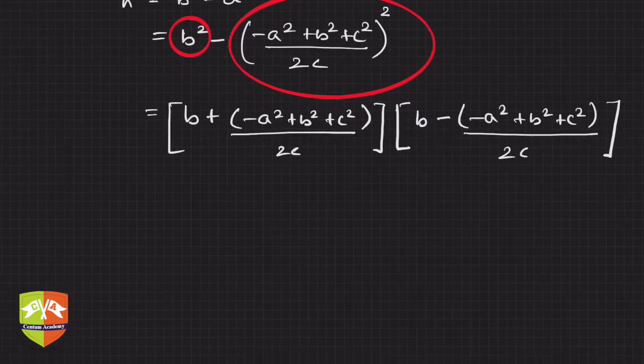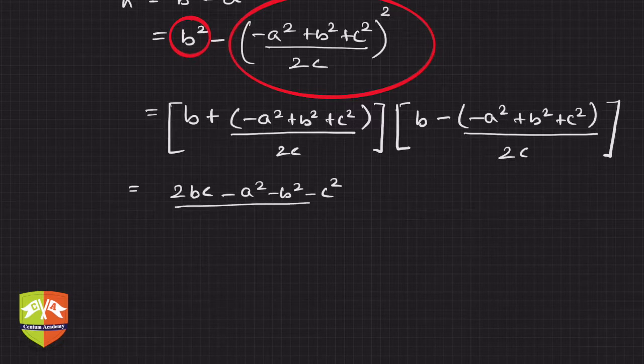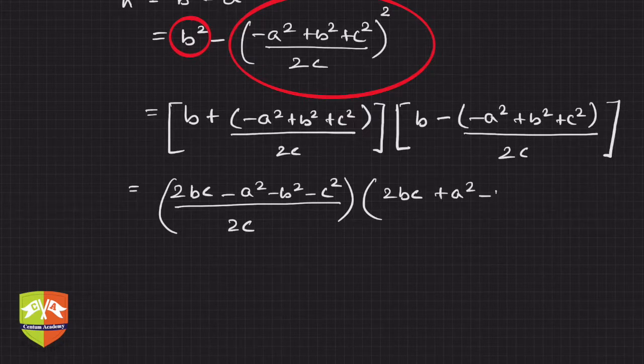Now let us simplify it further. So what will you get? If you see, this is (2BC minus A square minus B square minus C square) divided by 2C, and this term is (2BC plus A square minus B square minus C square) by 2C, isn't it?